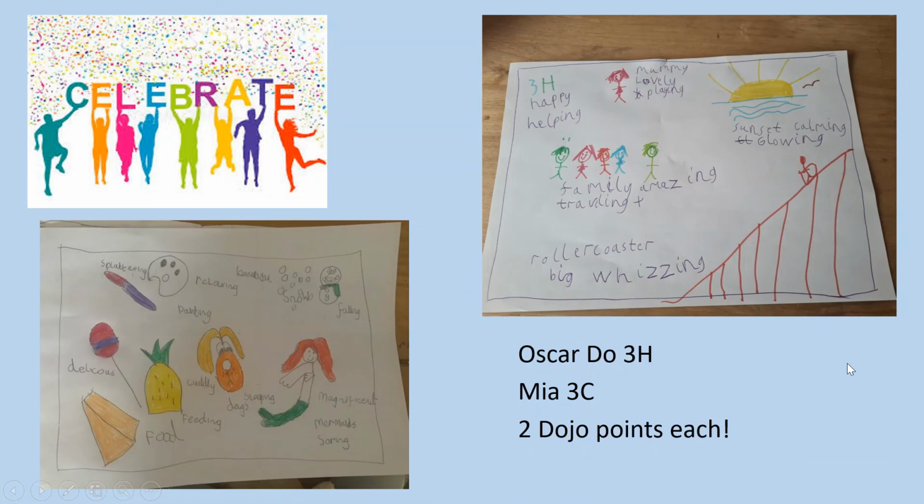Also, well done to Oscar, DO, in 3H. You've included a nice range of items. And well done to Mia in 3C. As well as being colourful, you have included some alliteration, magnificent mermaids. You have all earned yourself 2 dojo points. Well done in today's lesson, and I look forward to reading some of your poems. See you tomorrow.